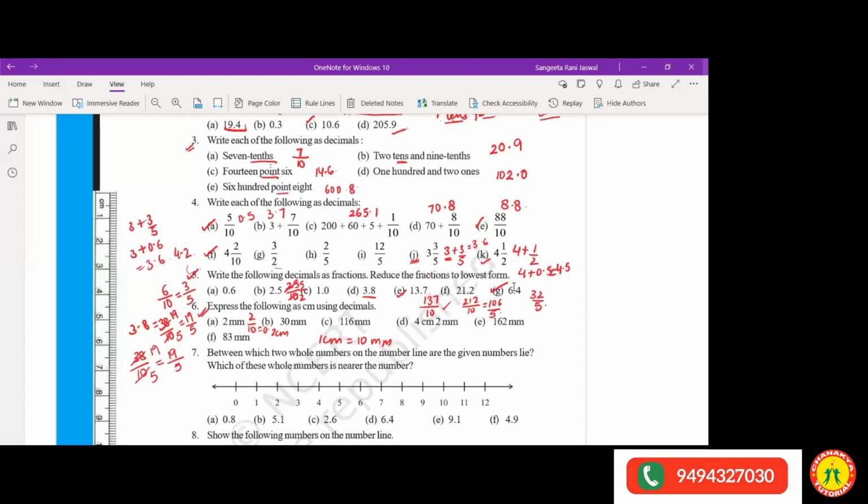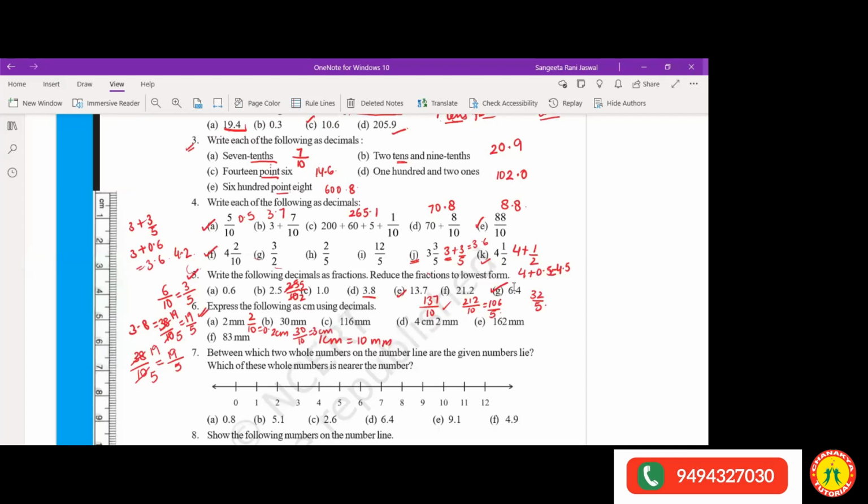When you convert this to centimeters, see, millimeter is a smaller unit. When you are moving to a bigger unit, you divide. So in this case, you will divide this by 10. This will give you 30 by 10, which is equal to 3 centimeters. Soumya, understood? Yes, ma'am.